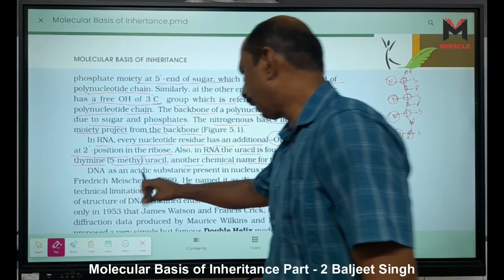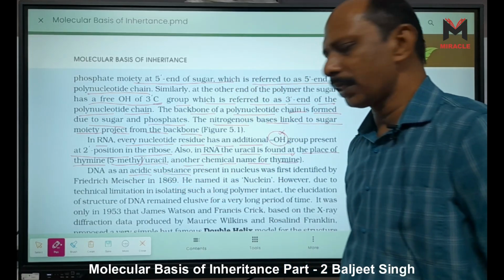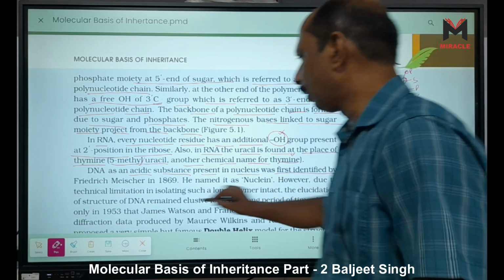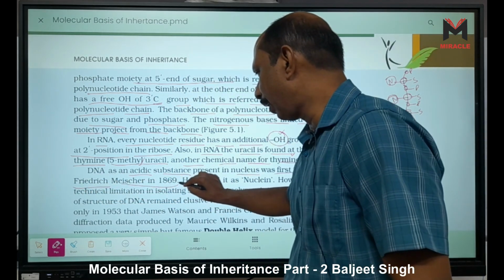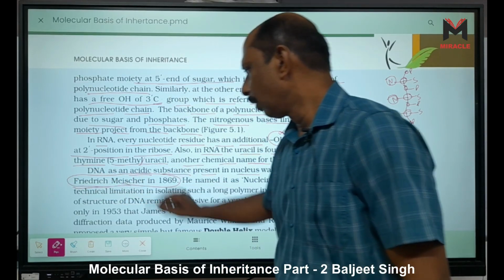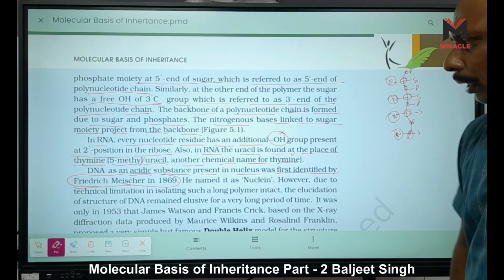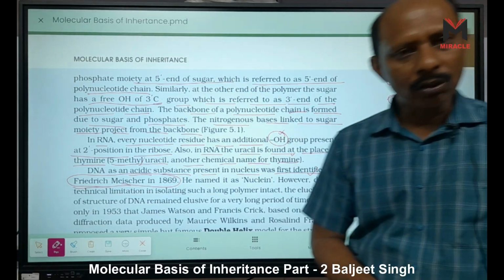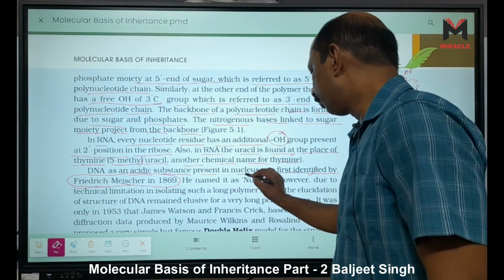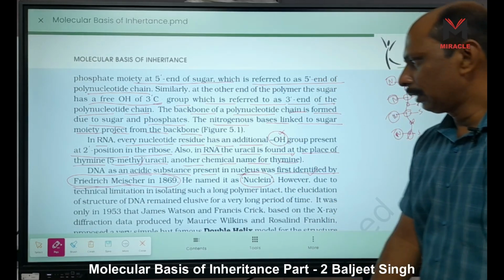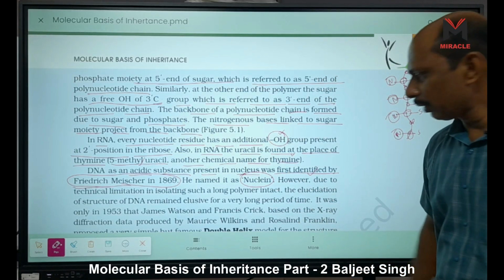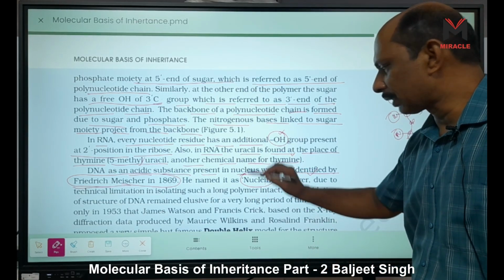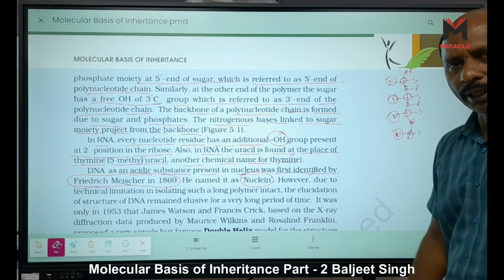Okay. DNA as an acidic substance. What is acidic? Due to the presence of phosphoric acid, right? Present in the nucleus, it was first identified by Friedrich Miescher. Very important. In 1869, Friedrich Miescher identified this DNA, but at that time the name DNA was not given. He called it nuclein, right? He thinks it is a polymer, it may be a protein, which is present inside the nucleus. So he called it nuclein, right?